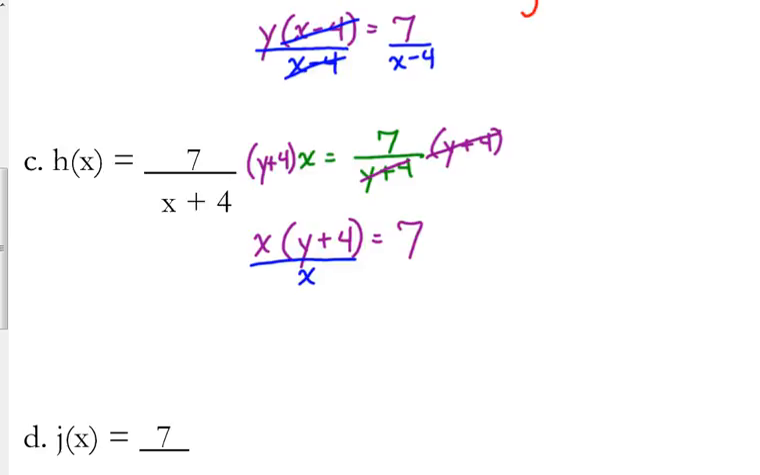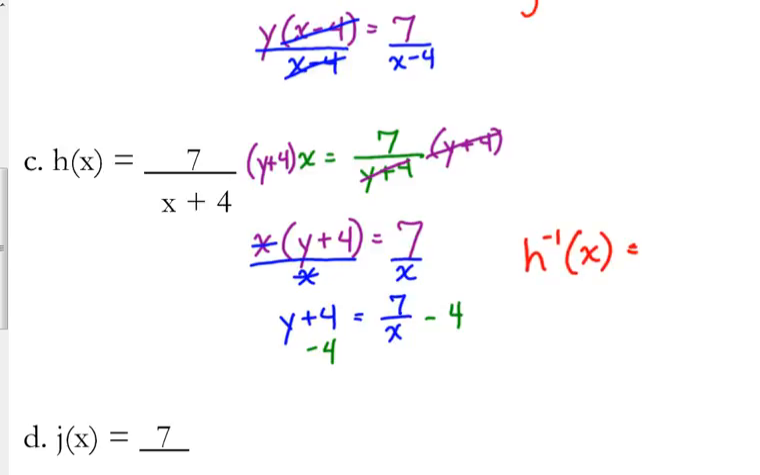We divide by the x. Y plus 4 is equal to 7 over x. And then last step, subtract the 4 from the end. H inverse of x is equal to 7 over x minus 4.